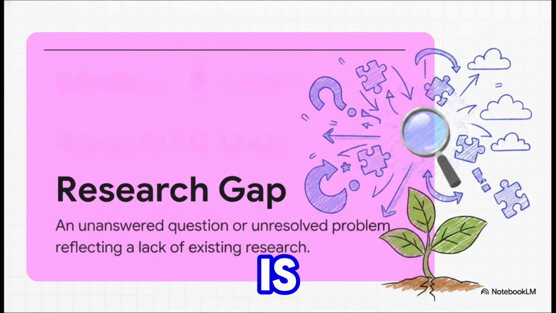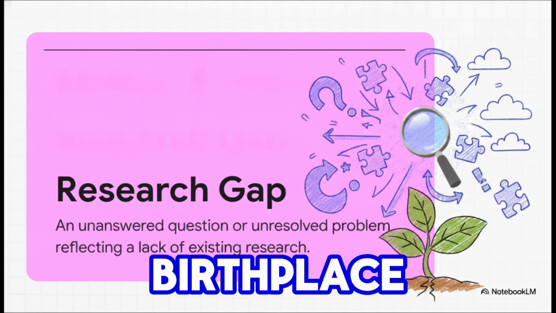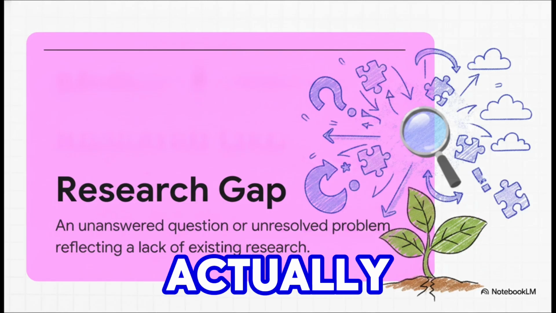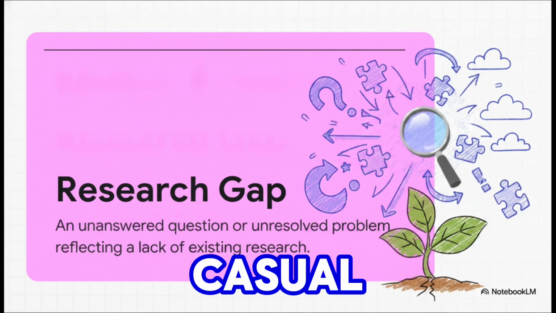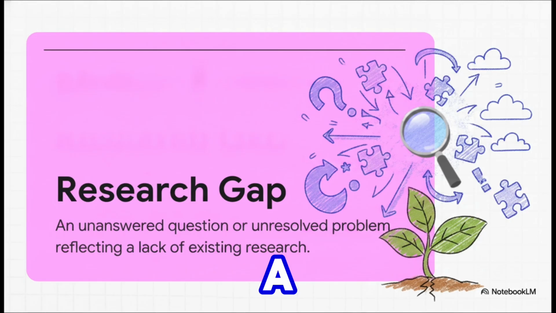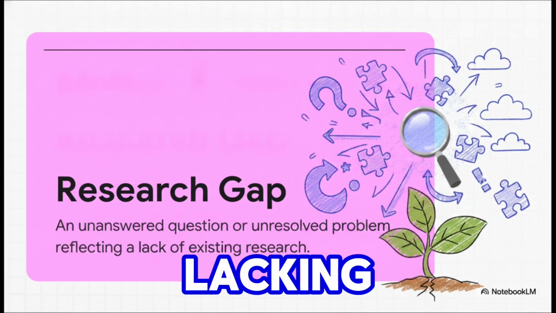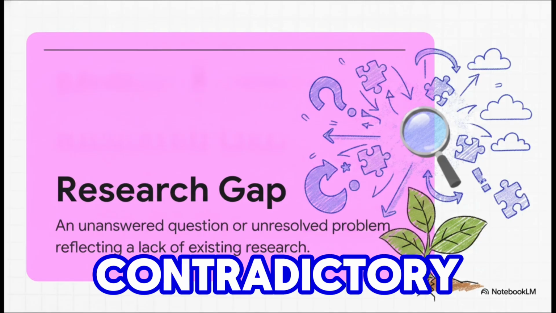But honestly, here is how you should really think about it. It is the birthplace of your research topic. A gap isn't just, well, actually scratch that. It's not just a casual piece of missing information. It is a strategically identified void where established knowledge is severely lacking or maybe even pulling in contradictory directions.